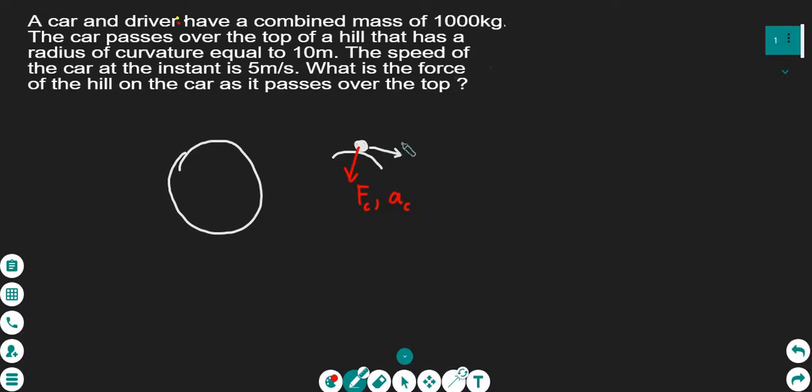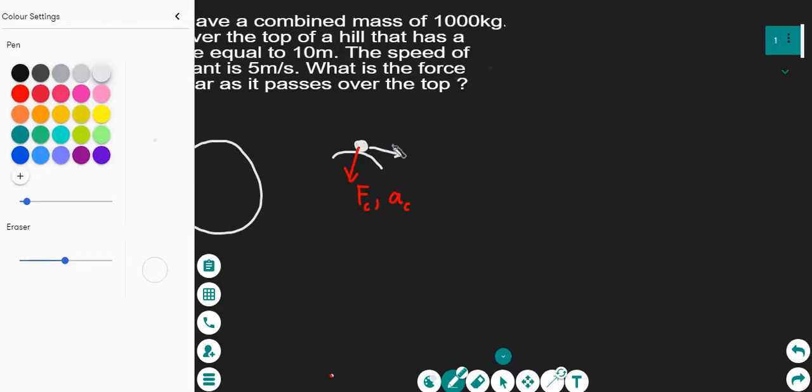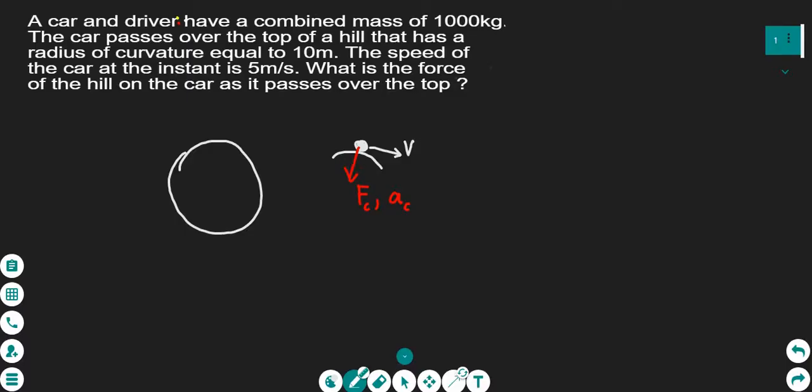Now, if the speed of the object is v, and the radius of curvature, that is the distance to the center, is r, then I can write the magnitude of the centripetal acceleration as v squared over r. That is speed squared over the radius of curvature, or simply the radius. So this gives the magnitude. Since acceleration is a vector quantity, it's always directed towards the center of the circle.